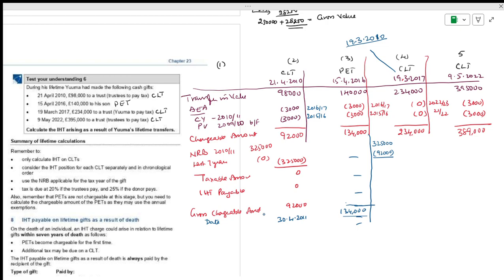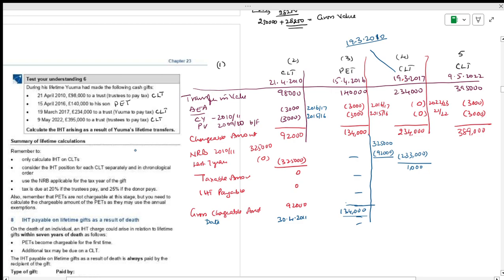How much have we used? The chargeable amount we have used is 92,000. How much is the NRB available? The balance. NRB available is 233. Is it right? This is the NRB available. Now, what is the taxable amount? Taxable amount is 1,000.